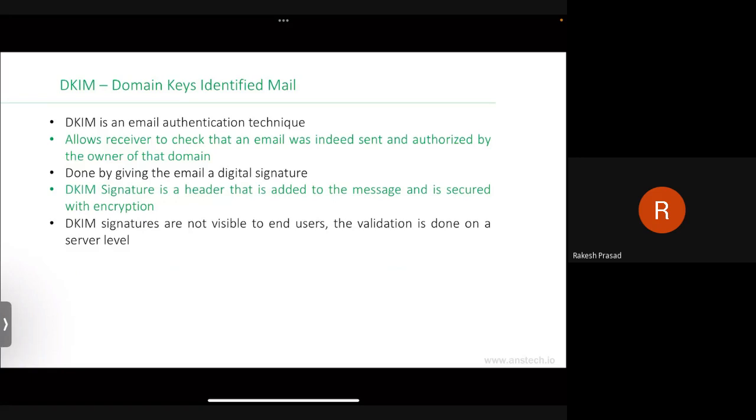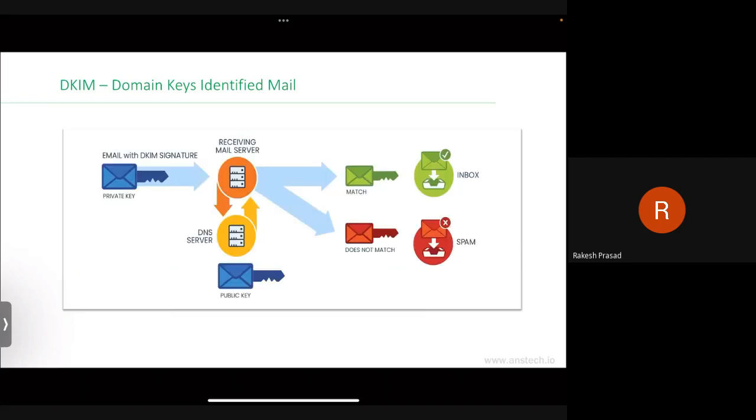The next is DomainKeys Identified Mail, wherein you attach a key with your email, basically using a digital signature. So you sign your email with a DKIM signature. It is received at the mail server. It checks with the DNS server, which has the public key. It compares whether the public key and private key match. If it matches, it gives you the inbox. If it doesn't match, it sends you to spam. So this is DKIM. Very simple. In case of SPF, the DNS knows the IP. In case of DKIM, it knows the public-private key arrangement. Once the private key is attached with the message, it compares with the public key. If it is a match, inbox, else spam.